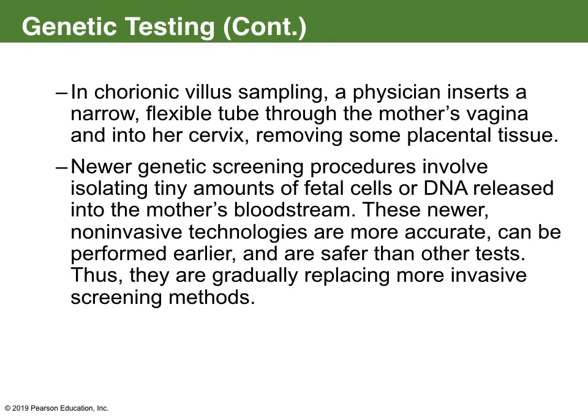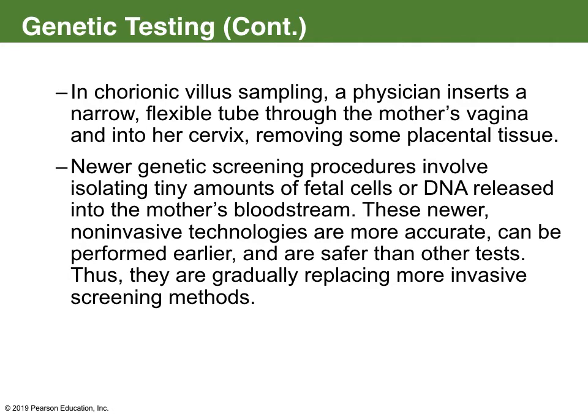Another type is chorionic villus sampling, where the physician inserts a little tube through the vagina, through the cervix, and then removes some placental tissue. They have a way of detecting things in that tissue. Or a new one, which is not invasive, involves isolating tiny amounts of fetal cells or DNA released into the mother's bloodstream. Right? All these previous technologies involved invasive procedures that could be disturbing to the pregnancy.